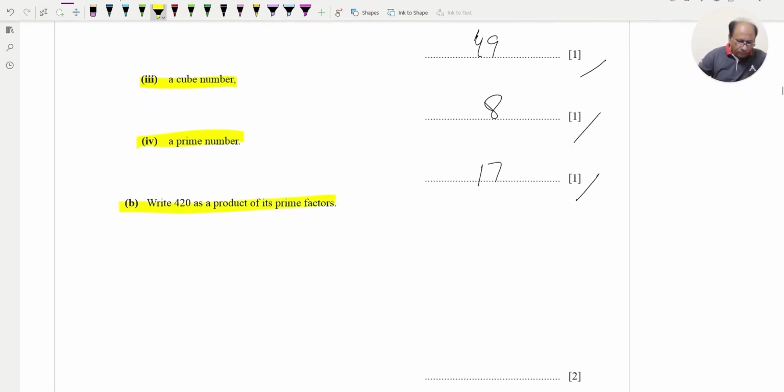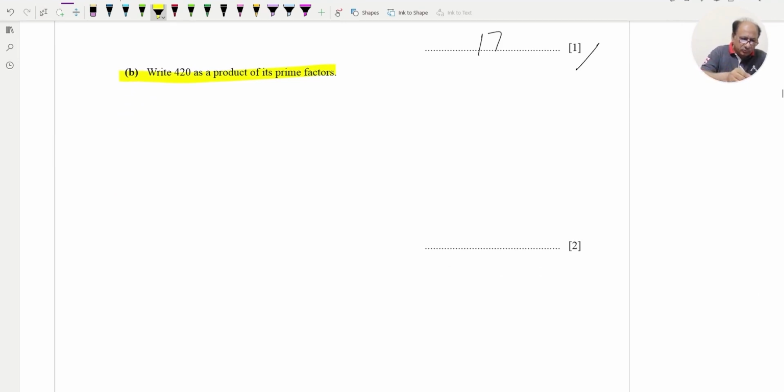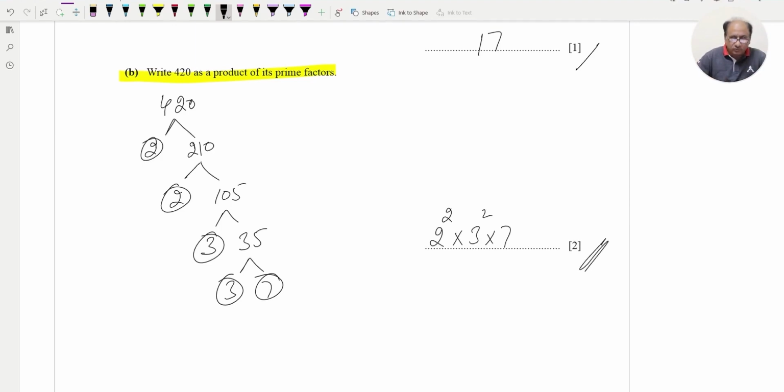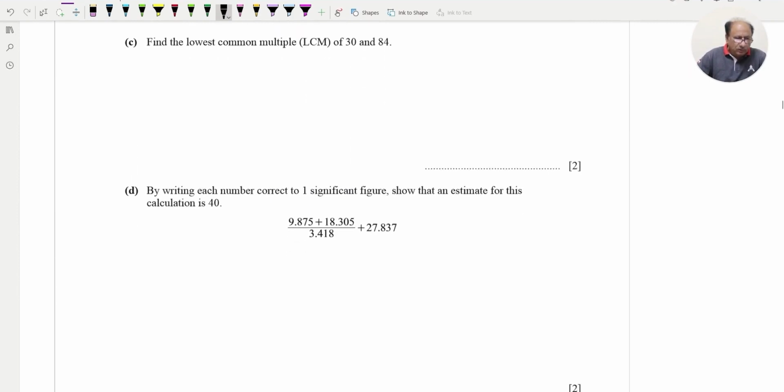Now B part says write 420 as a product of prime factors. So easy, we can use the tree method. 420 we will be dividing by 2, so it will be 210, and then again by 2 it will be 105. Again by 2, no, not by 2, by 3, so it will be 35. 3 5s are 15, again by 3, 3 7s are 21, so this is also prime. And we can write this will be 2 squared into 3 squared into 7, and this will be the answer for 2 marks. Hopefully you understood this.